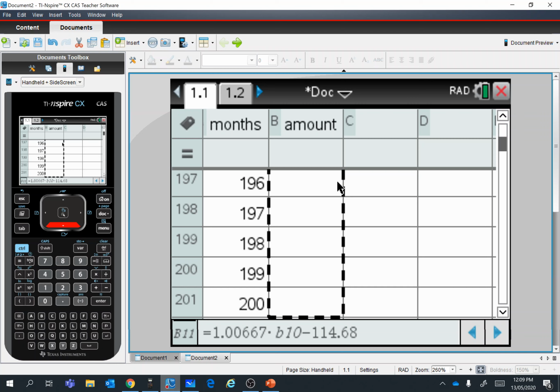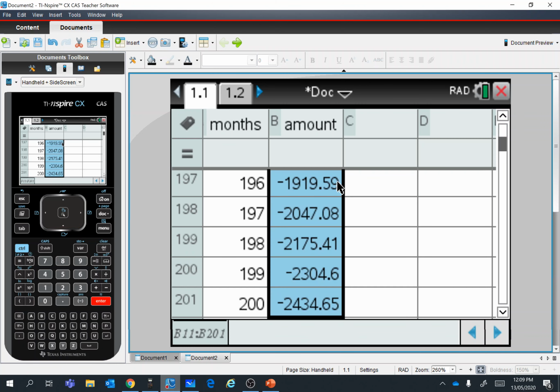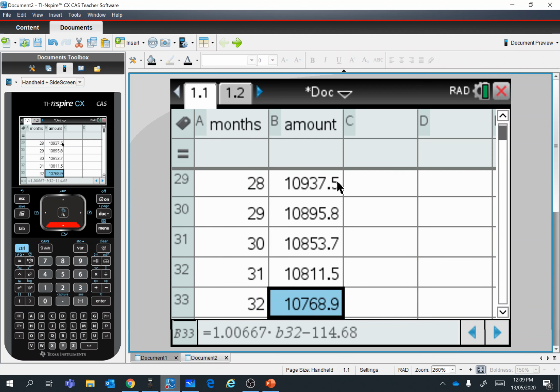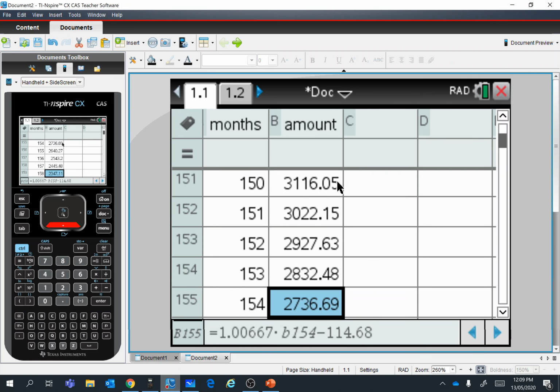Okay, push enter. And we can see, oh, some negative numbers. That means the loan is past paid off. So we'll go down until we find out when it was at 0. When did it go negative? That's the key here. And oh, there it is.